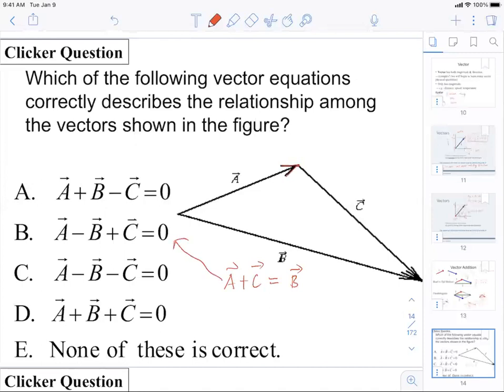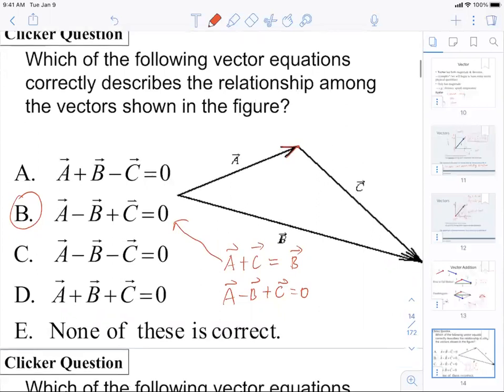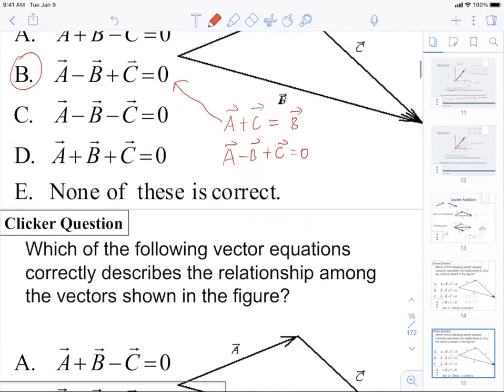You can see you simply have to move B to the other side and you get A minus B plus C equals 0. And indeed, B is the correct answer, very good. So minus B is simply going to be B flipped in direction. You have a vector and you flip it to the opposite direction. And we will actually look at a question like that later on.